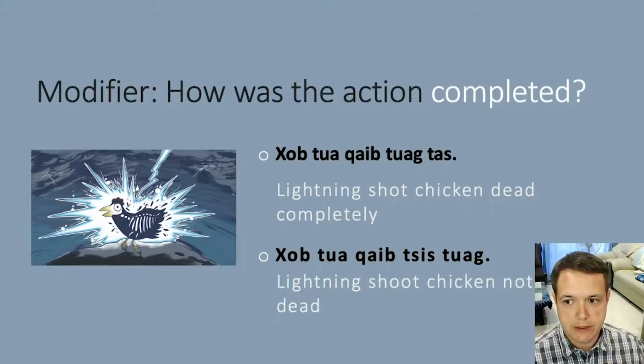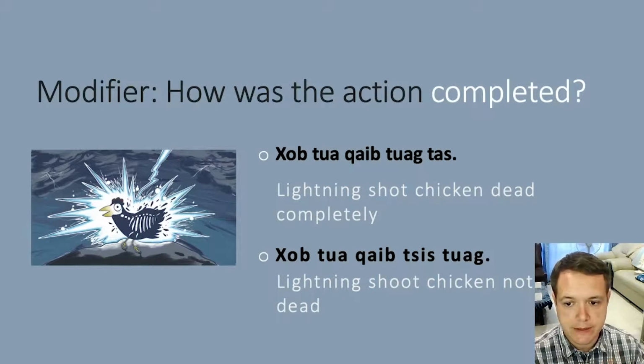Now the modifier can serve a different purpose as well. So modifier can show how an action was completed. Here we have two different scenarios. One, saw tua kai tua ta. So we have lightning, and we have our action, tua, to strike or to shoot, kai, a chicken, which is the object that receives that action, and then tua, which is to be dead. So the lightning struck the chicken dead. That's how the action was completed. And then we have an additional modifier, ta, to show that it was completely dead.